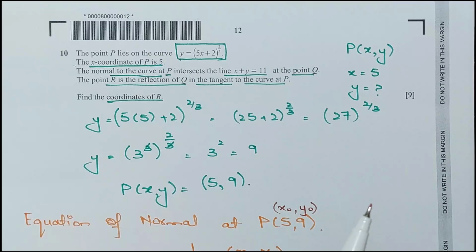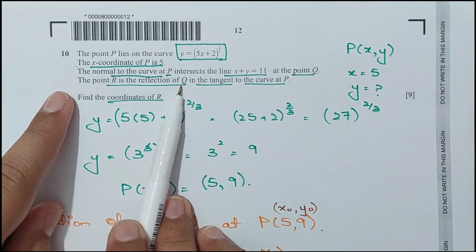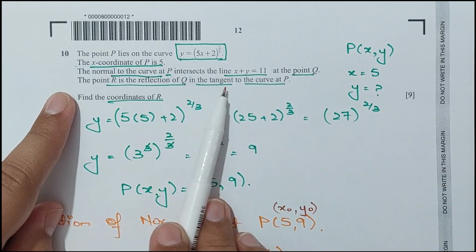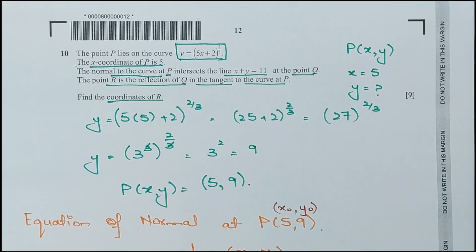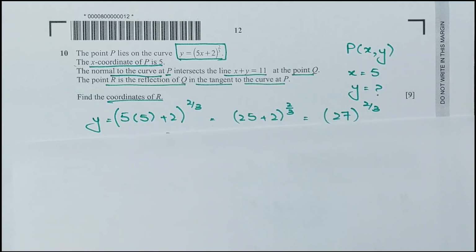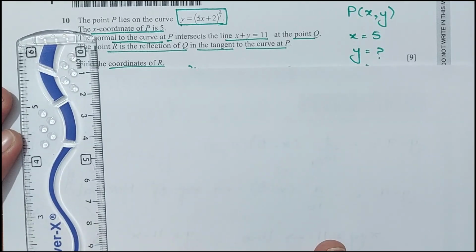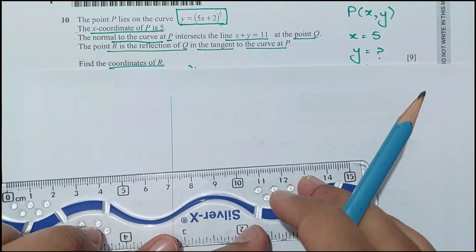Now let us visualize the situation, what they are trying to say. Point R is a reflection of Q, and we have to solve for R. R must be a reflection of Q in the tangent to the curve at P. In order to visualize the situation, let me draw the curve and explain what is happening here. I hope you guys can see. So let's say this is the x and the y coordinate.